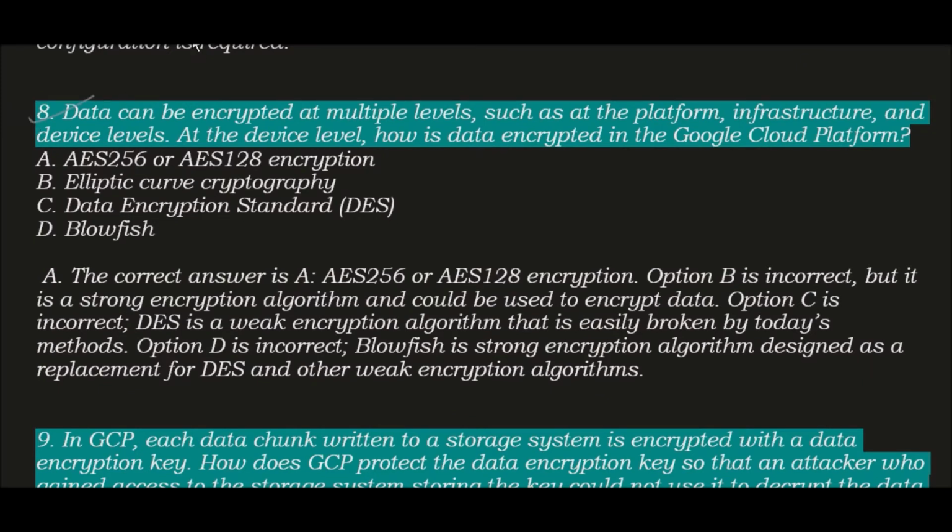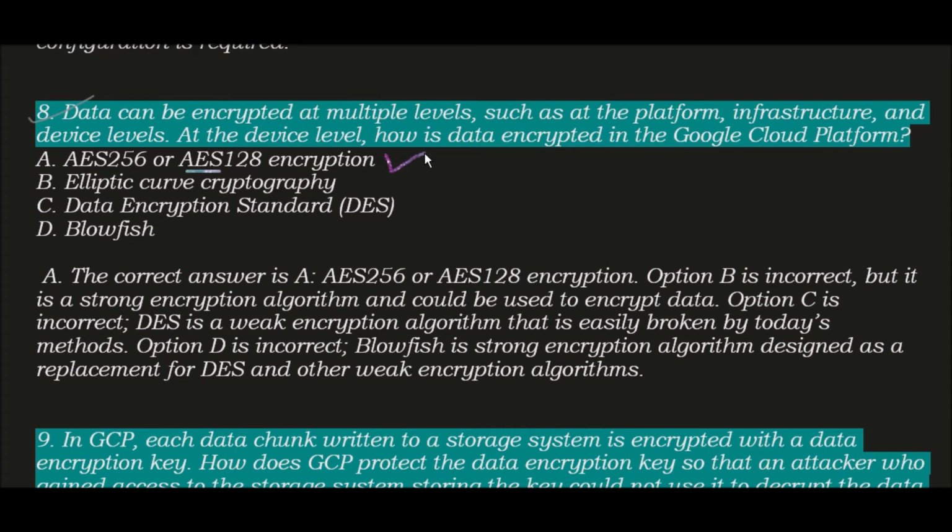Data can be encrypted at multiple levels, such as the platform, infrastructure, and device levels. At the device level, how is data encrypted in the Google Cloud Platform? Option A, AES 256 or AES 128 encryption is correct here because at the device level, the data is encrypted in the Google Cloud Platform with the help of AES 256 or AES 128 encryption. Okay, option A is correct.